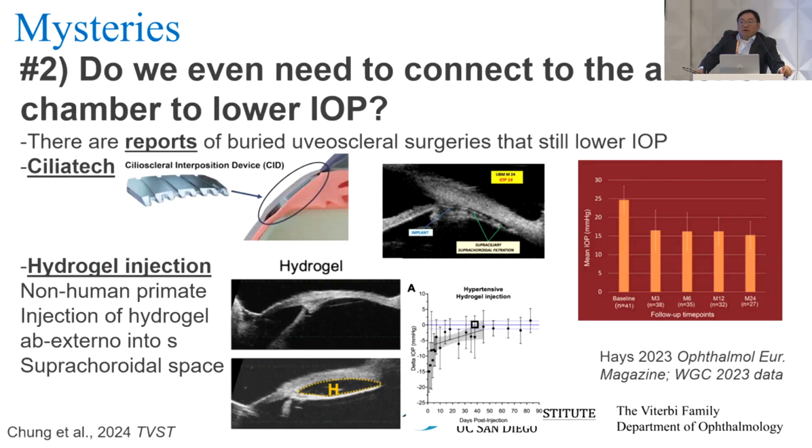There's also on the bottom the hydrogel injection. This is from a friend of mine, Ross Ethier in Georgia. I trust Ross a lot. This is monkey data where he injects a hydrogel externally and creates an expanded suprachoroidal space. And Ross also says no connection to the anterior chamber, but pressure is down. Kind of weird, but it does remind us of the original data that the most important anatomical piece of uveoscleral outflow is the ciliary body cleft. However we make it, maybe it doesn't need to be connected.